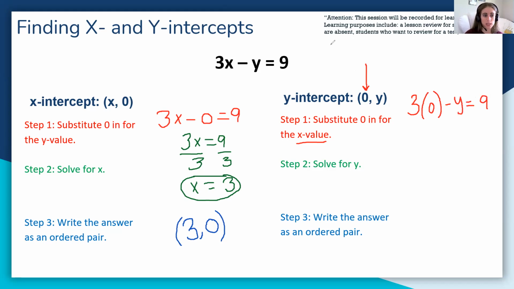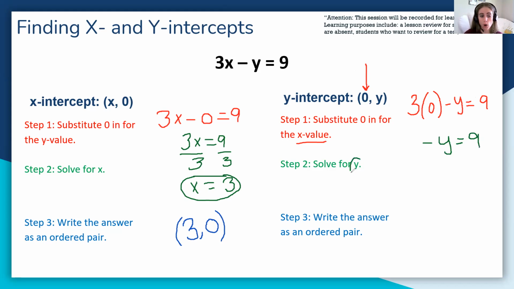Once you substitute, step 2 is to solve. Let's solve for y. We want to simplify any equation first. I see multiplication right there. 3 times 0 is 0. That leaves us with negative y equals 9.